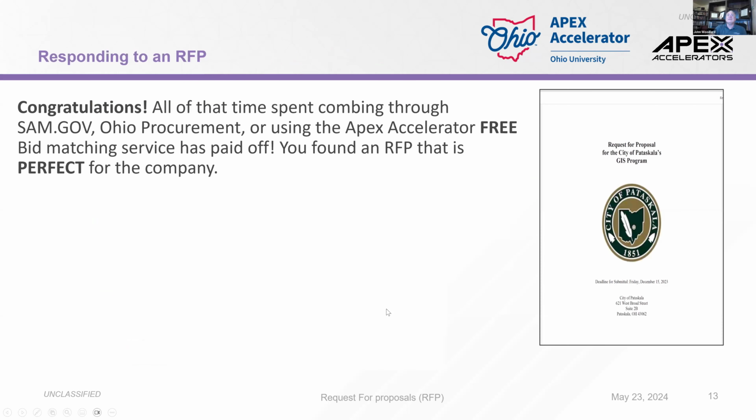And let's move on. So, congratulations. You spent hours working your way through the various procurement systems to find something, or you used the Apex Accelerator free bid matching service to find something. So you found an RFP that's perfect for your company. Now, at this point, I'm going to walk you through an actual RFP that one of my client companies won last year. It's a geographic information systems RFP. I have a lot of experience in those systems, so I'm very comfortable with it. And I'm going to show you what I did as a business developer to mark this up and get the information out of it that I needed to put together a successful bid.